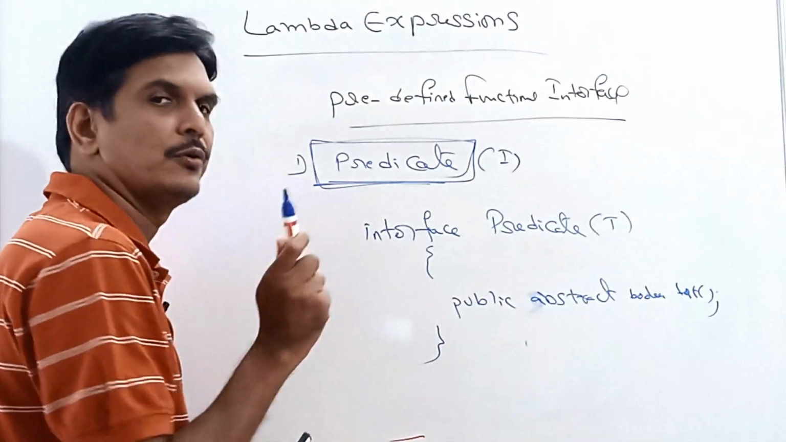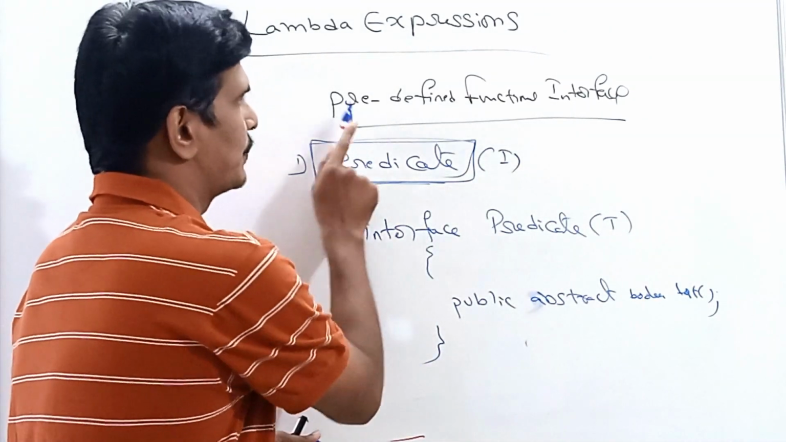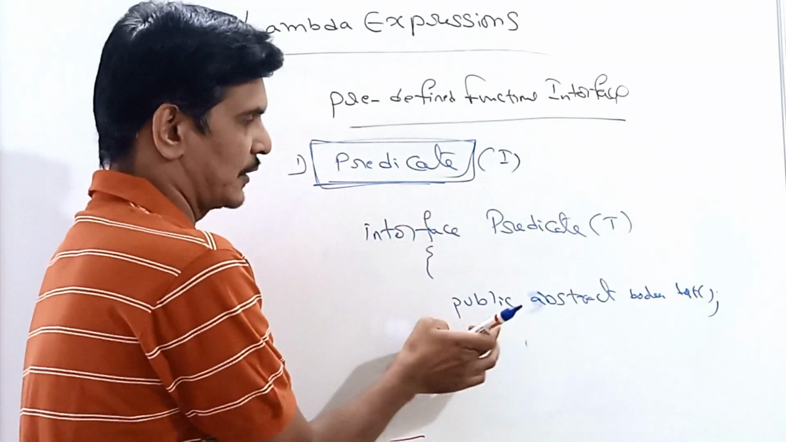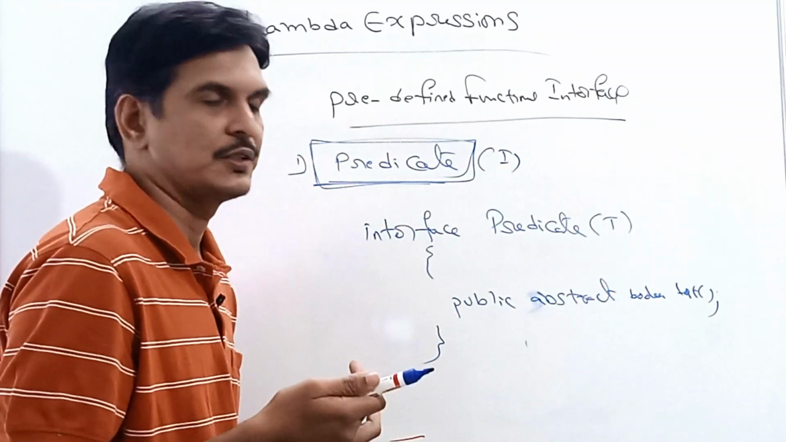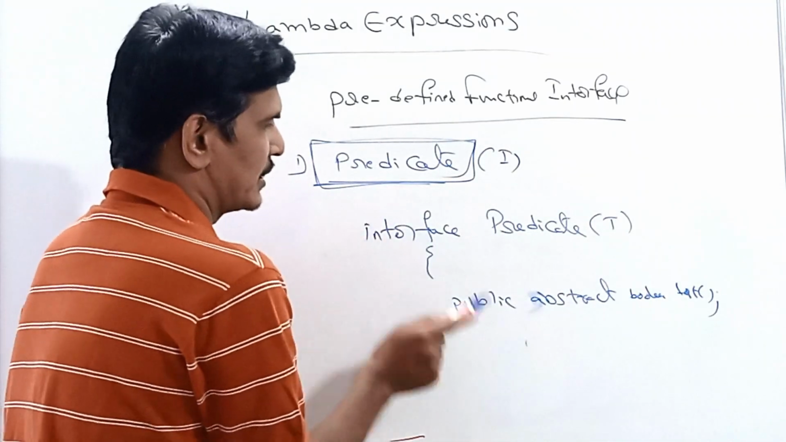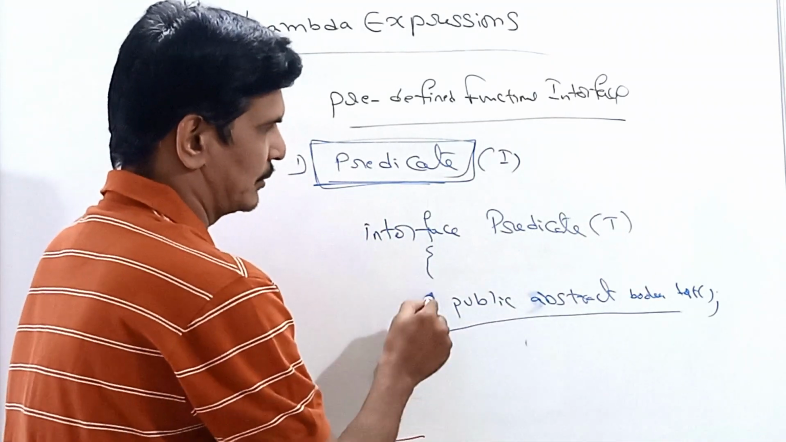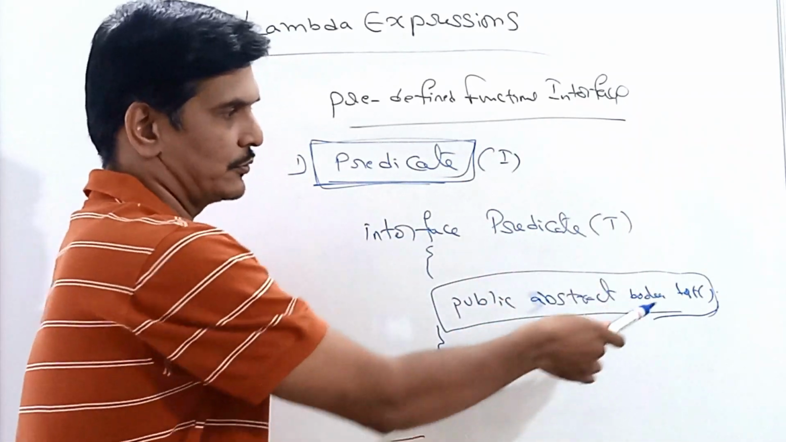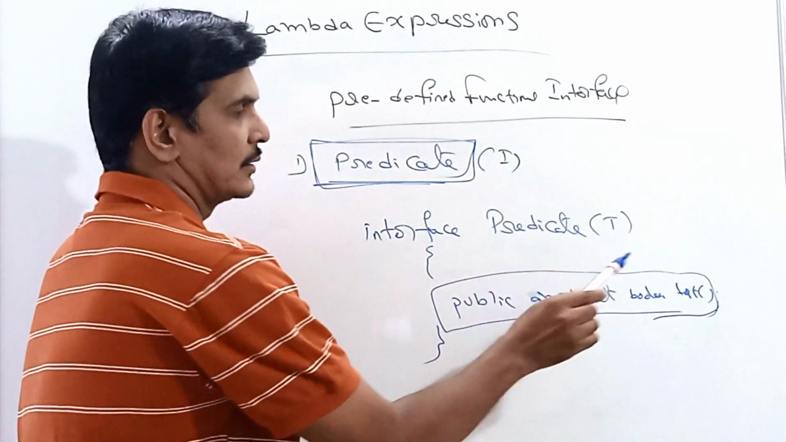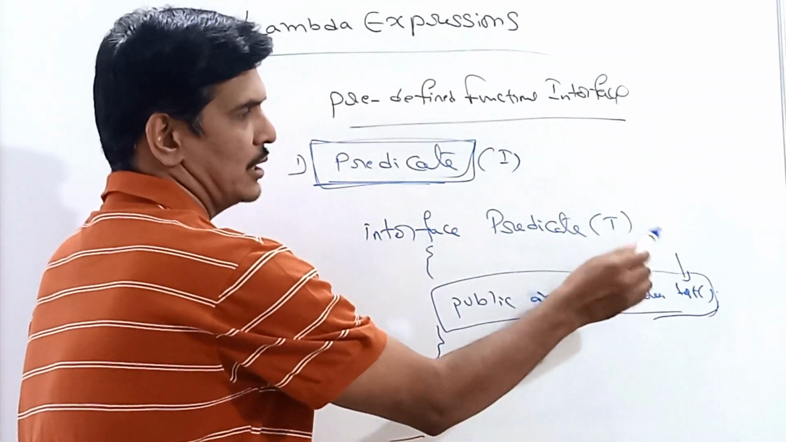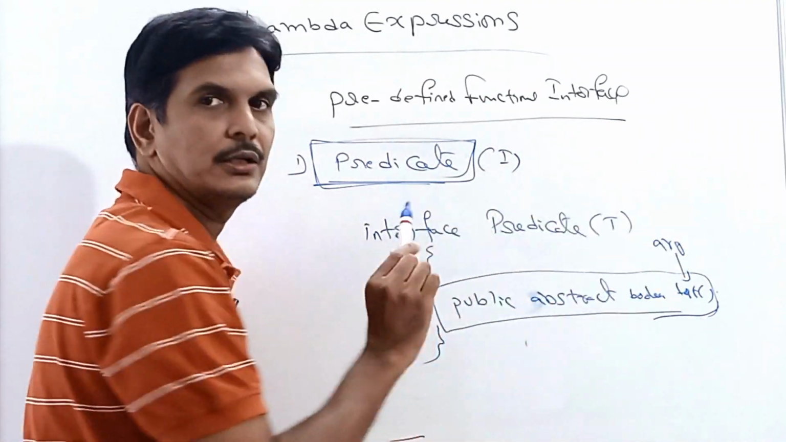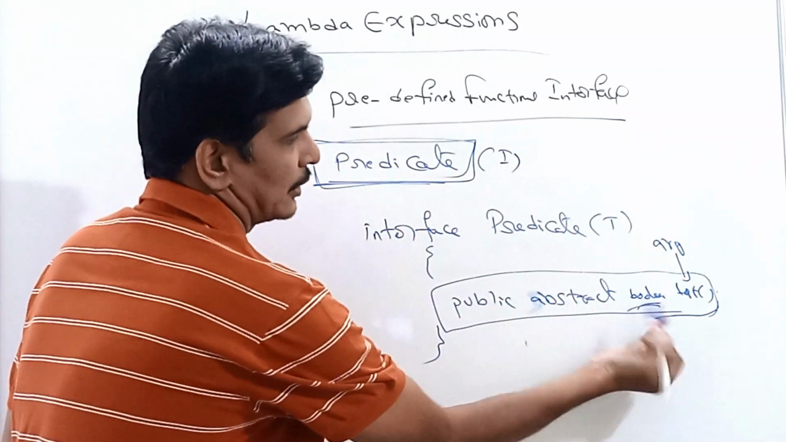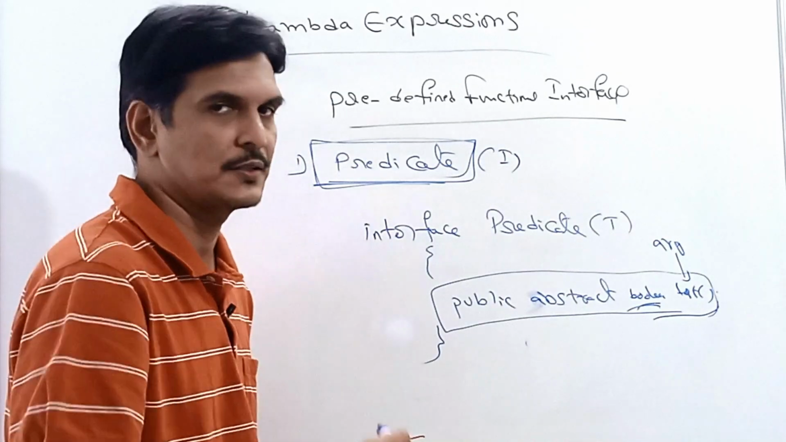Okay, so let me repeat once again. Predicate is a predefined functional interface in Java. By using this predicate interface, we can invoke the Lambda expressions. The predicate interface contains one single abstract method which is called test. The name of the method itself is test. And the test method will always take one argument, a single parameter will be accepted, and it always returns a boolean value, whether true or false.